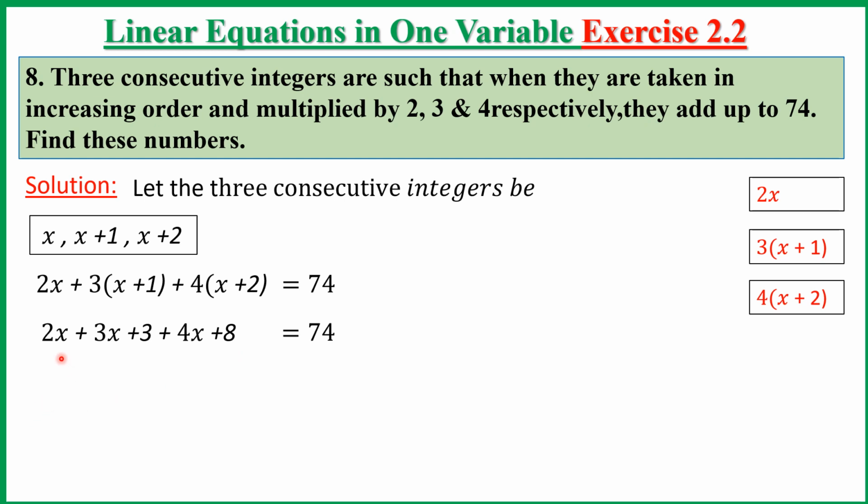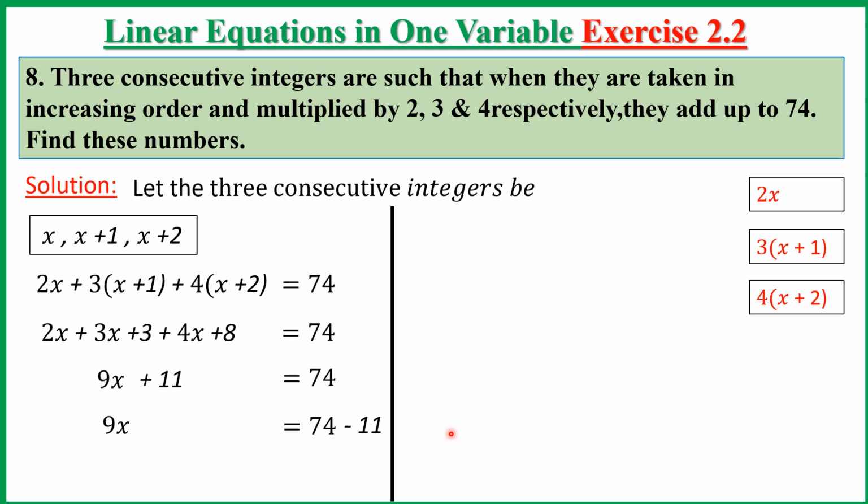Now how many x are there? Here 2x plus 3x is 5x, plus 4x is 9x. So 9x plus 3 plus 8 is 11. 9x plus 11 equals 74. So the x term remains over here. So 9x equals 74 minus 11, when transposing it will become minus 11. Yes. So 74 minus 11. So 9x equals 63.